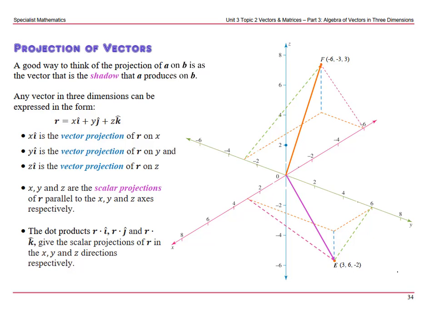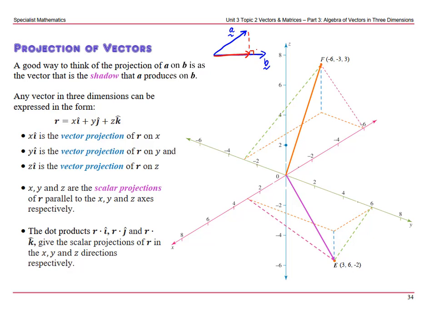This video goes through calculating the projection of vectors, or the projection resolute. Now, a good way to think about the projection of A on B is as the vector that is a shadow that A produces on B. So just to try and think about this, if this is vector B and this is vector A, then A projected on B is its shadow. So the shadow of A on B, and this will be a right angle there.